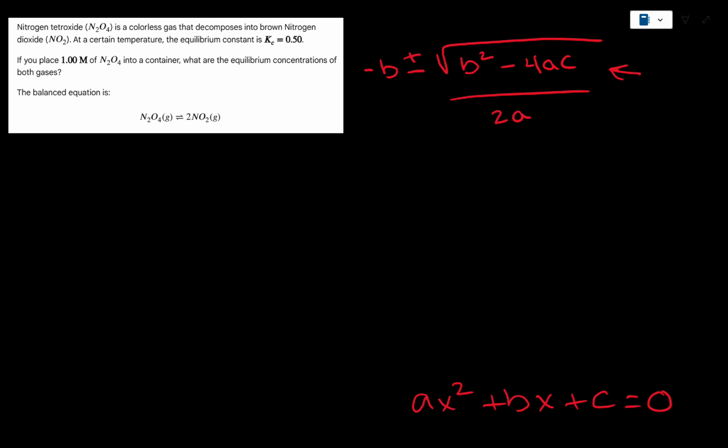At a certain temperature, the equilibrium constant is Kc equals 0.5. If you place 1 M of N2O4 into a container, what are the equilibrium concentrations of both gases? The balanced equation is N2O4 produces 2NO2. So they're asking for all of the equilibrium concentrations, and the problem has given us the constant. So first things first, it's pretty easy to guess what it is.